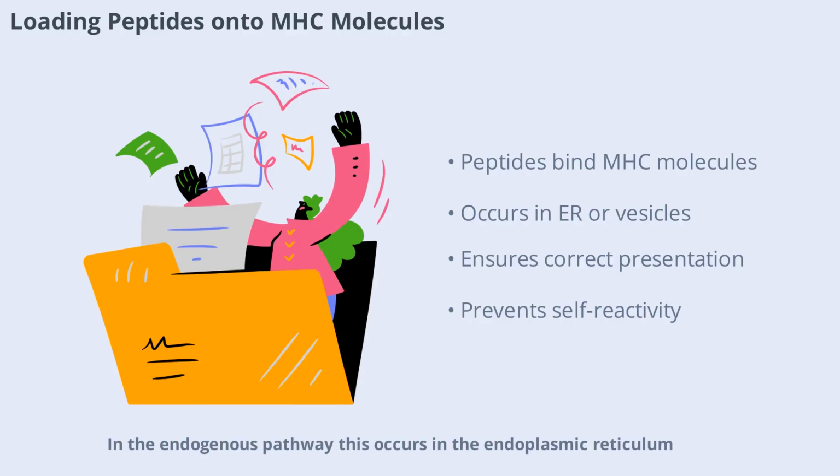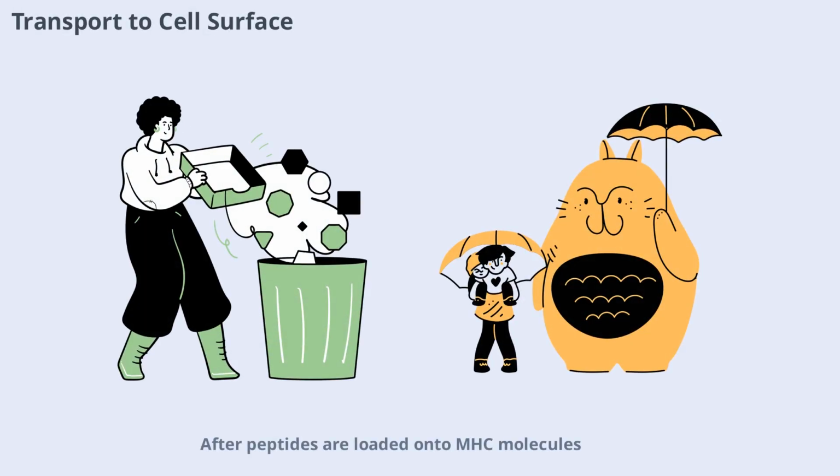In the endogenous pathway, this occurs in the endoplasmic reticulum, where peptides bind to MHC class I. In the exogenous pathway, peptides bind to MHC class II in specialized vesicles. This loading process is tightly controlled to ensure that only appropriate peptides are displayed, preventing accidental activation of the immune system against self-protein. After peptides are loaded onto MHC molecules, the complex is transported to the cell surface.